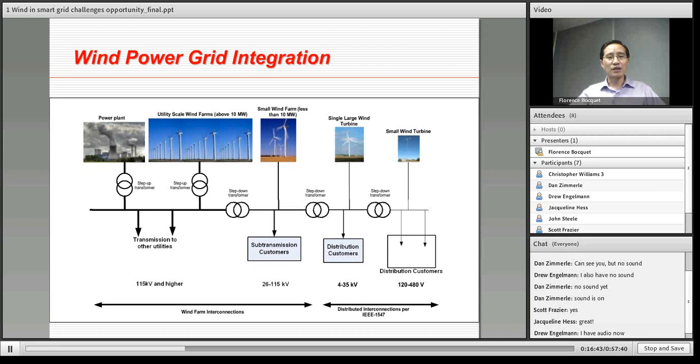And then if we have a relatively smaller wind farm, we can connect those wind farm or individual wind turbine onto the distribution level. And of course, smaller wind turbines like community wind turbines, we can put directly in the distribution network at a lower voltage.